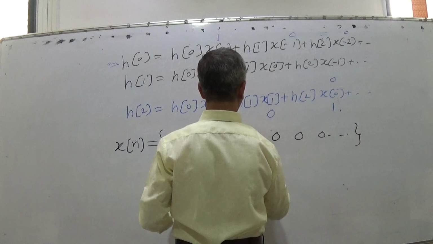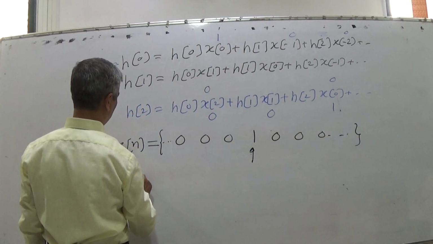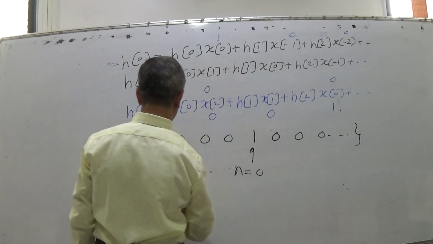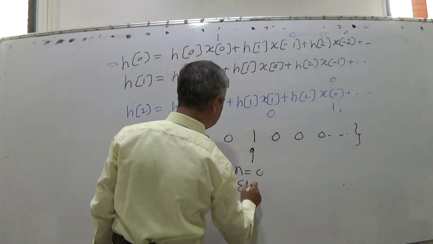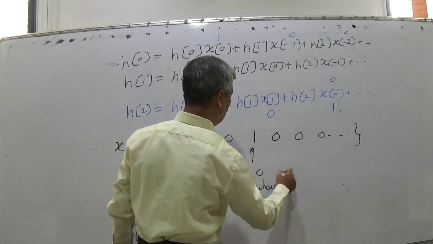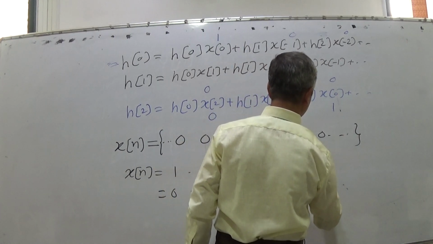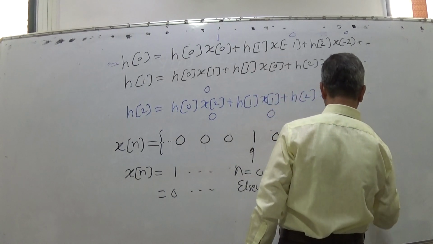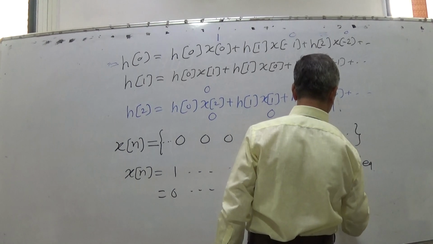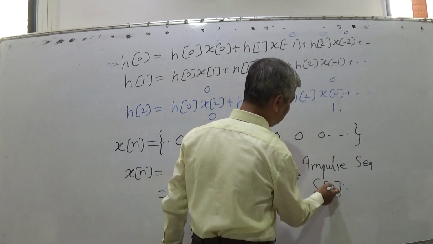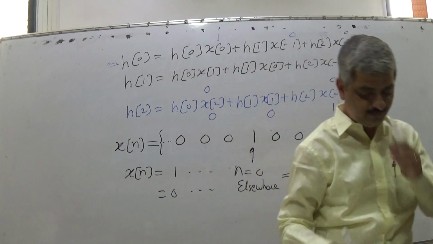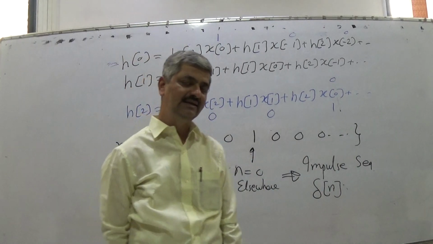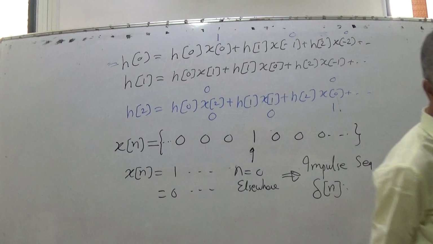And I put this arrow. Means what? xn is equal to 1 if n is 0 and it is equal to 0 elsewhere. This is called the unit impulse sequence, delta n. So if you apply this sequence, then what output do you get? What output you get is the system function, the system sequence.